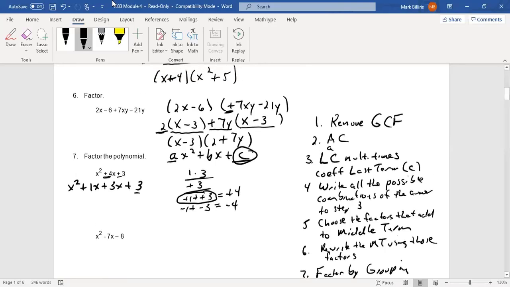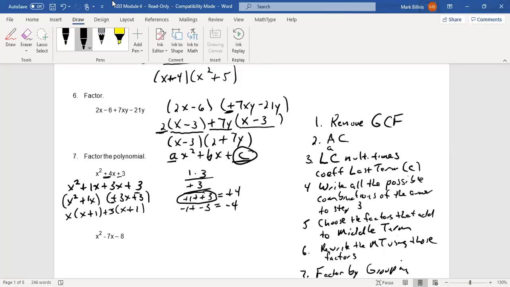So in this case, we're going to put parentheses around the x squared and 1x, and we're going to put parentheses around the positive 3x plus 3. So in the first group, x goes into both. When I take out an x, that leaves me an x plus 1. When I look at my second grouping, remember sign, I'm going to take the positive 3 divides into both, and that gives me x plus 1.